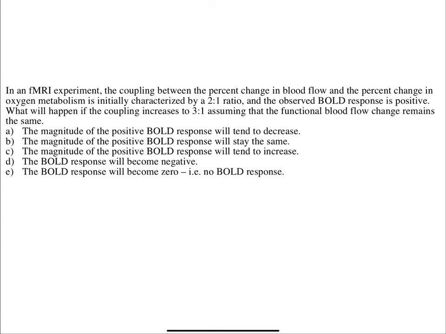Okay, let's take a look at this. The vast majority of people chose C, which is the correct answer. That's great, so let's go over that. If I go from a 2-to-1 ratio to a 3-to-1 ratio, that means blood flow increases a lot more than it needs to, so I really wash out. I have much less deoxyhemoglobin, and so I'm going to have a much higher BOLD signal. Okay, so any questions on that?